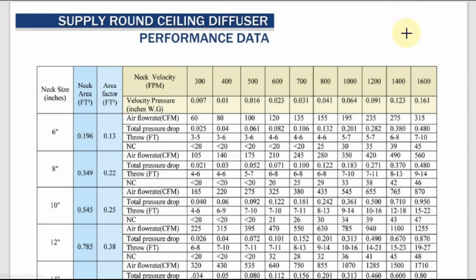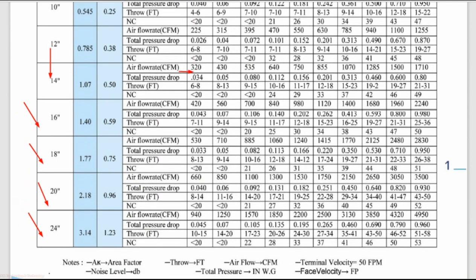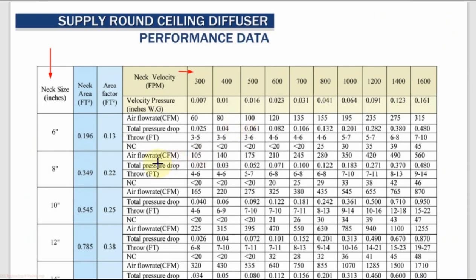To select the round ceiling diffuser we use the performance data sheet that is provided by the manufacturer. In this sheet you can see the first column is showing the neck size of the diffuser in inches, and the top row is showing the neck velocity in FPM. You can see in this table there are different neck sizes for the diffuser: 6 inch, 8 inch, 10 inch, 12 inch, then you can see below 14, 16, 18, 20 and 24. For each neck size there is a sub row. In this sub row there is airflow in CFM, total pressure drop, total throw in feet and NC level.